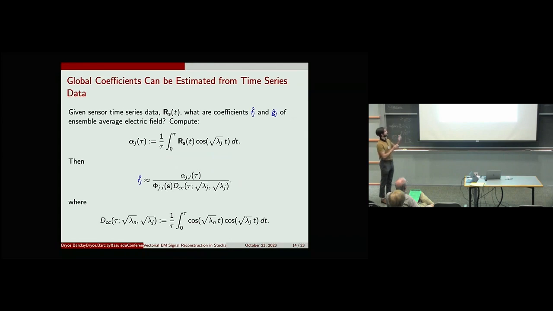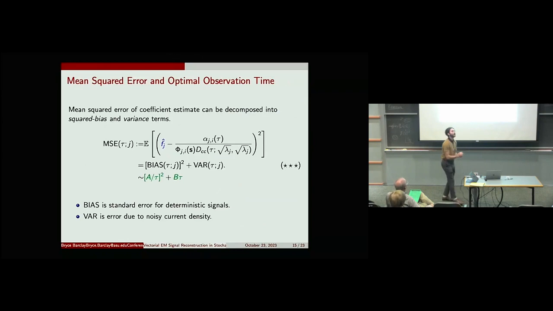Standard time series analysis would tell you to just take this inner product here, which is this time average of my signal against a cosine or sine component with respect to a given frequency, square root lambda n, or lambda j. This just gives us a standard approximation of a given coefficient of our signal. I said that I wanted to look at the error in these approximations. Error is given by the mean squared error in this case. Sorry, I'm considering mean squared error for a particular coefficient, fj hat.